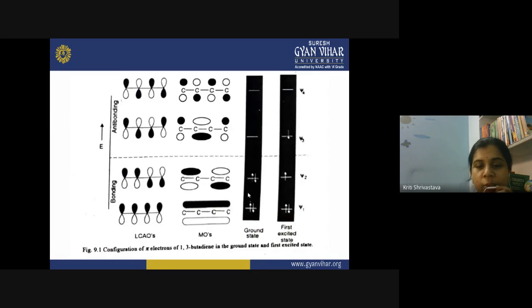Psi 3 is the LUMO in the ground state. Yes, psi 3 is the LUMO, lowest unoccupied, because when you're talking about the unoccupied molecular orbital, it should have the lowest energy, right? You cannot take a higher energy orbital. So, lowest unoccupied molecular orbital. I'm very glad that this concept is clear to you: in the ground state of my butadiene molecule, my HOMO is psi 2 and my LUMO is psi 3.